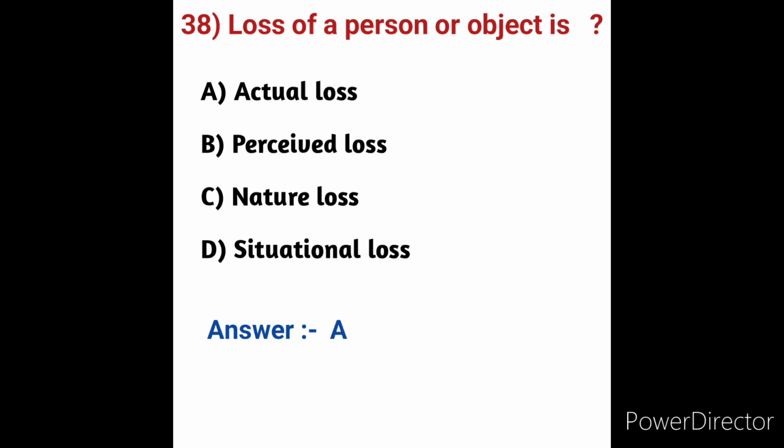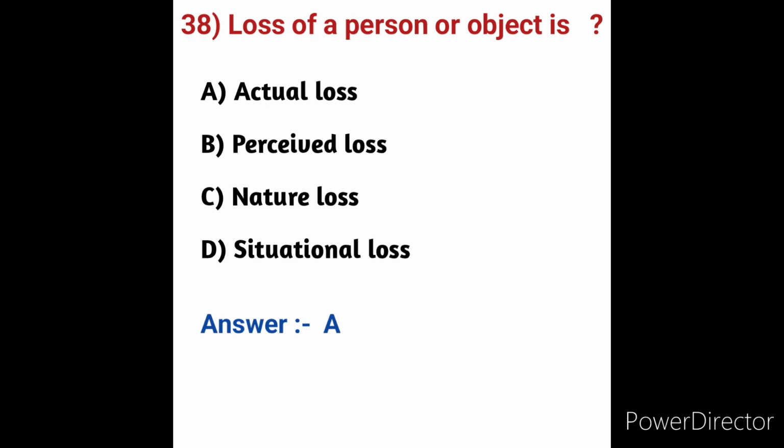Actual loss occurs when an insured property is destroyed or damaged, whether it is recovered or not repaired for further use. Here option A is the correct answer. In case of loss of a person or loss of an object, it is called actual loss. In case we are losing a property, destroyed or damaged, whether not recovered or it may be recovered, it is called actual loss. Here option A is the correct answer.